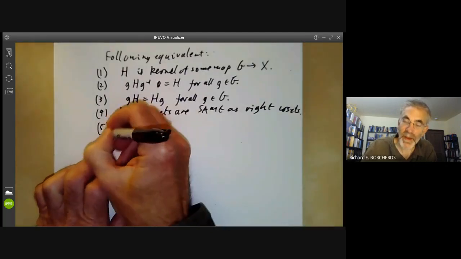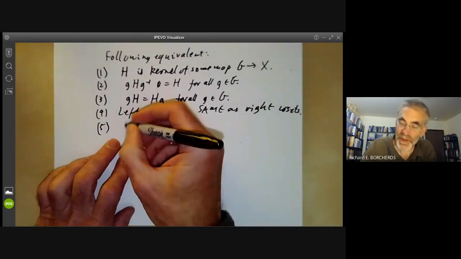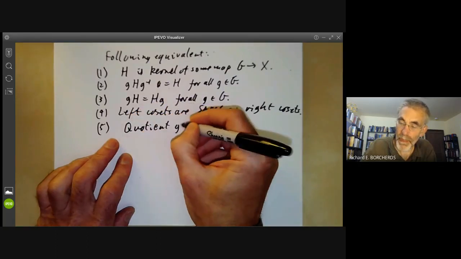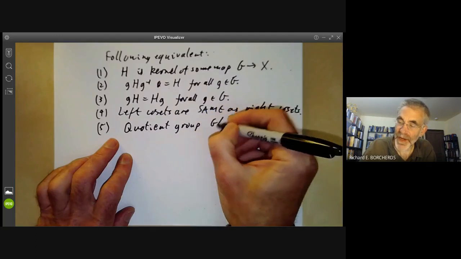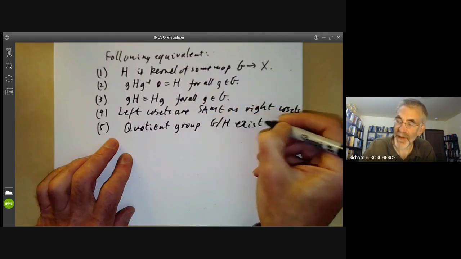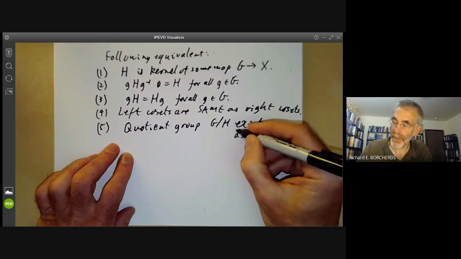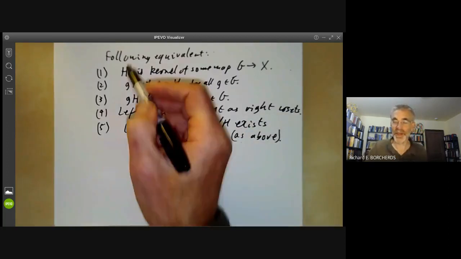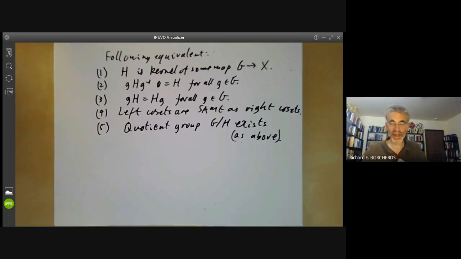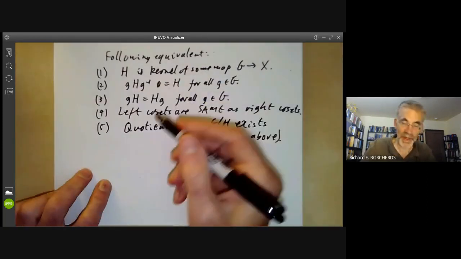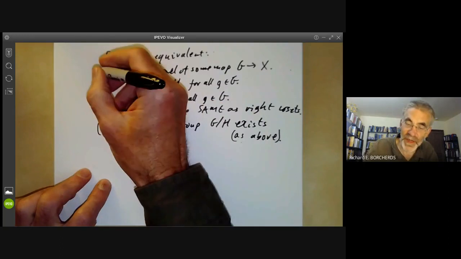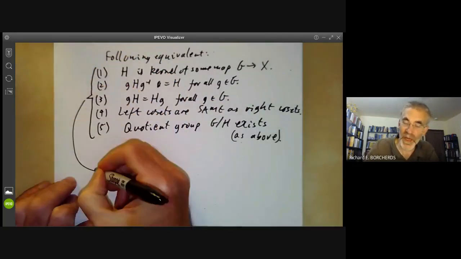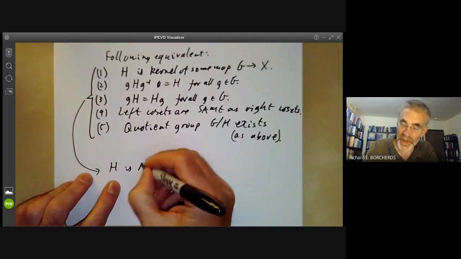And these are also the same as saying that a quotient group G over H exists, defined by the construction above. So it's very easy to check that all these conditions are the same. I'll just leave this as an exercise for people to do. I've done a couple of cases of it, and the others are easy. And if H satisfies any of these five equivalent conditions, we say that H is a normal subgroup.